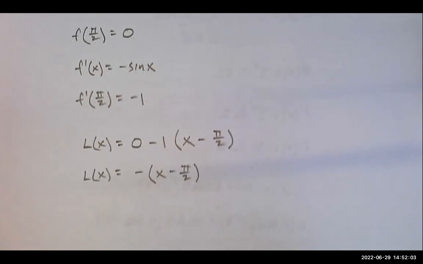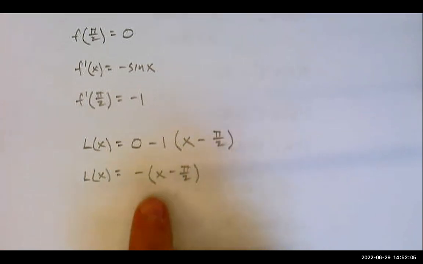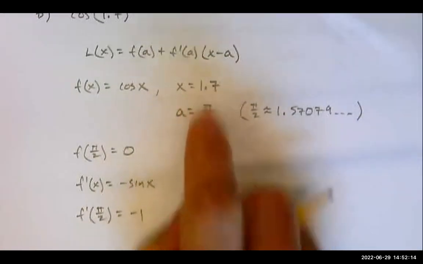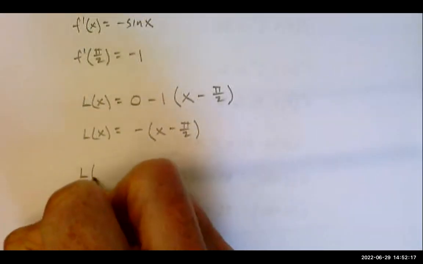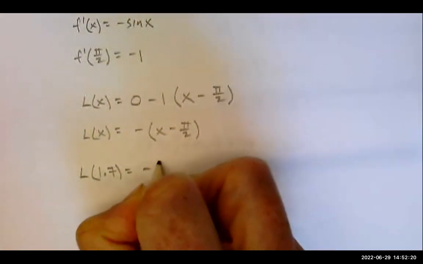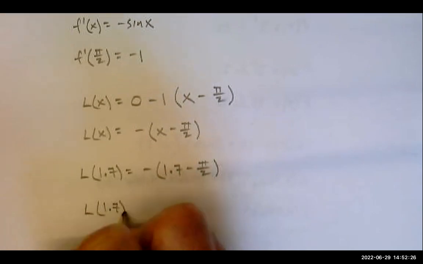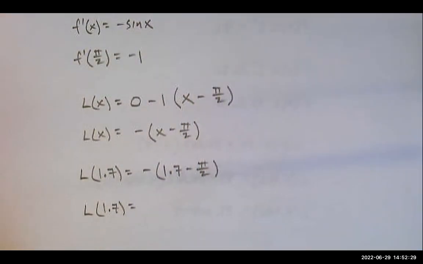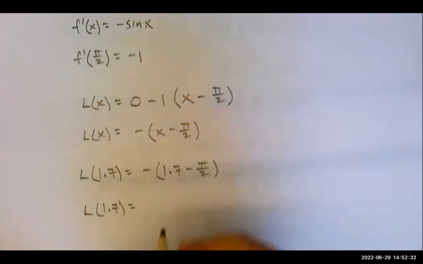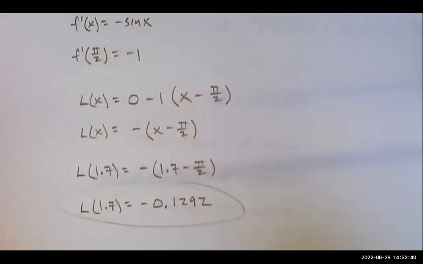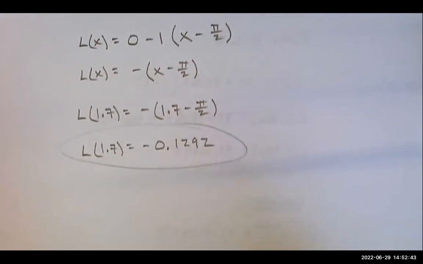Okay, looking good. Only one more step. There's our linearization of cosine 1.7 when we're close to pi over 2. Last thing, plug in our x value. So we'll take L of 1.7, negative 1.7 minus pi over 2. And at this point, we're going to pick up our calculators. Boom. Four decimal places: negative 0.1292. There's our answer.